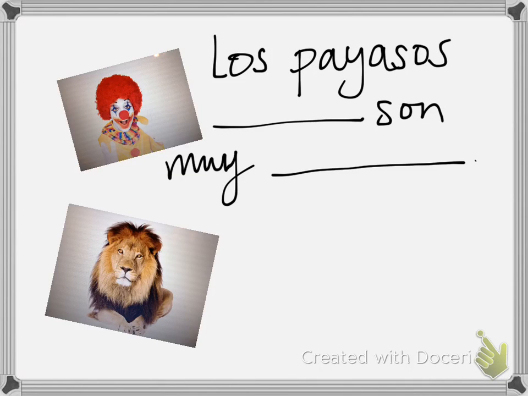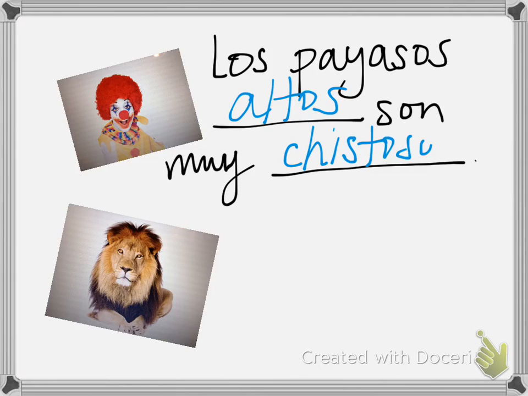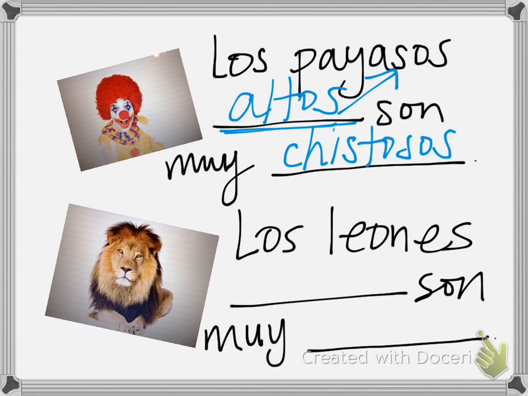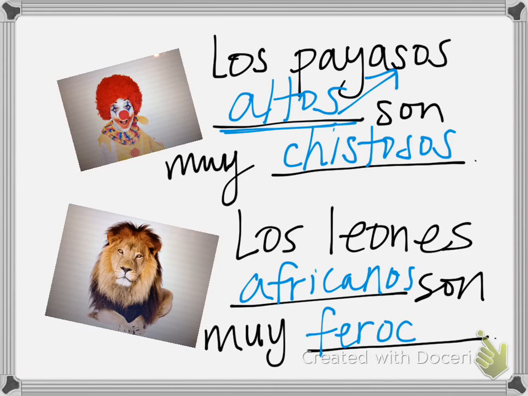Okay, another example here would be los payasos altos son muy chistosos. So the tall clowns are very funny. So once again, you're going to see here that the adjective comes after the noun. And then we also have los leones africanos son muy feroces. So the African lions are very fierce. So once again, adjective after the noun.